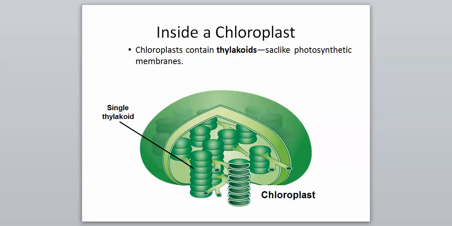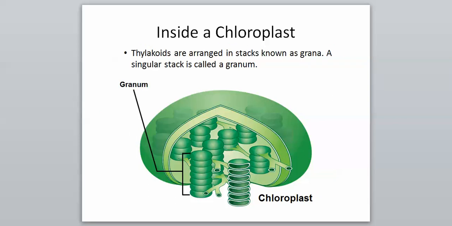Now we're going to get an in-depth look at the chloroplast. Chloroplasts contain what are called thylakoids, and those are sac-like photosynthetic membranes. If you look down, you can see a bunch of stacks. They almost look like little flat pancakes or donuts. One of these, say this one at the top, is known as a single thylakoid. Thylakoids are arranged in stacks known as grana, and a singular stack is called a granum. This one stack of thylakoids makes up a granum, and all of these stacks inside of here are called grana. So we have thylakoid, and then we have granum or grana.